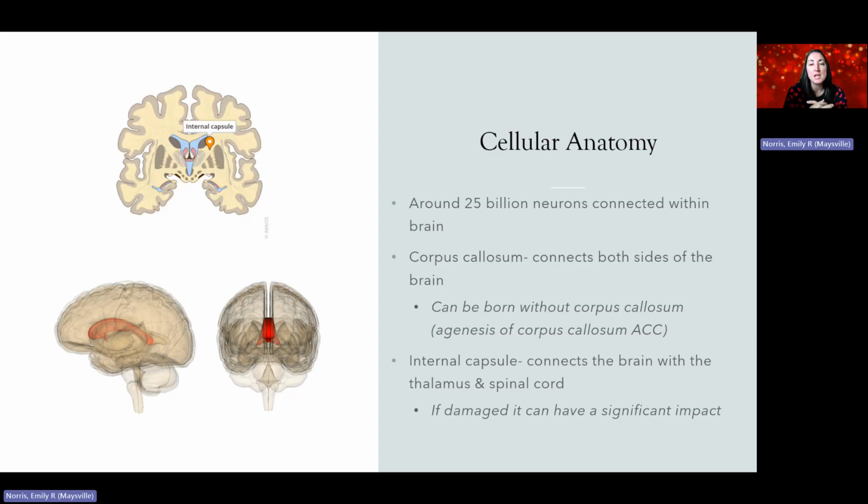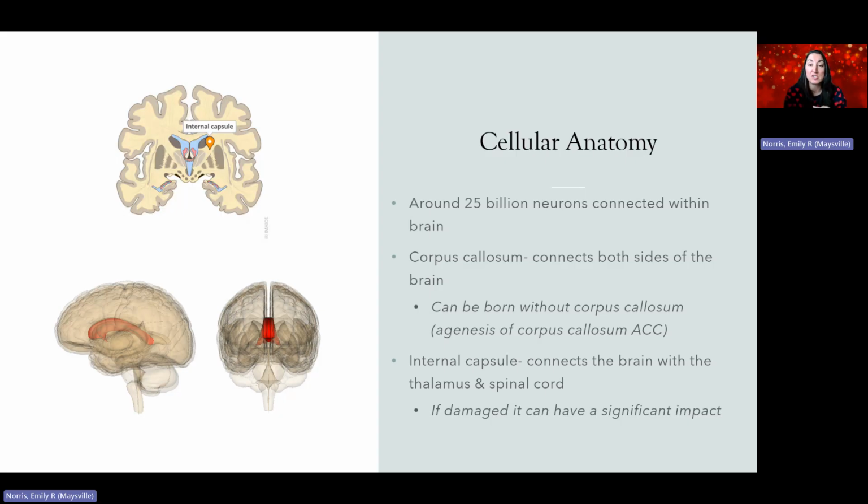If it is missing, that is called agenesis of the corpus callosum. If it was not developed and someone was born without it, that makes it really difficult to do coordinated movements with the two sides of the body. Even walking could be difficult, but especially with the hands, like in a manual task where you're holding one thing and moving the hand to unscrew a lid or to zip a zipper, where it takes both hands coordinated together to do that movement.